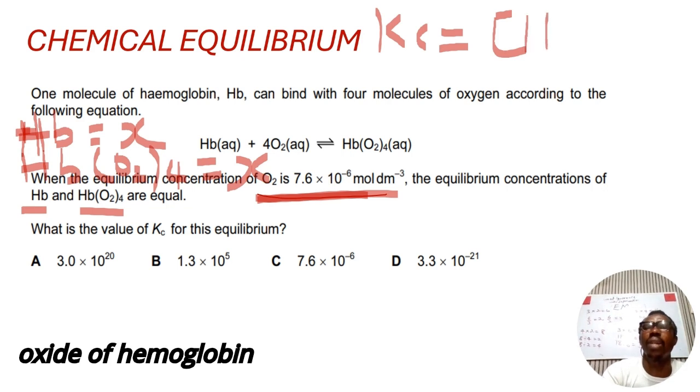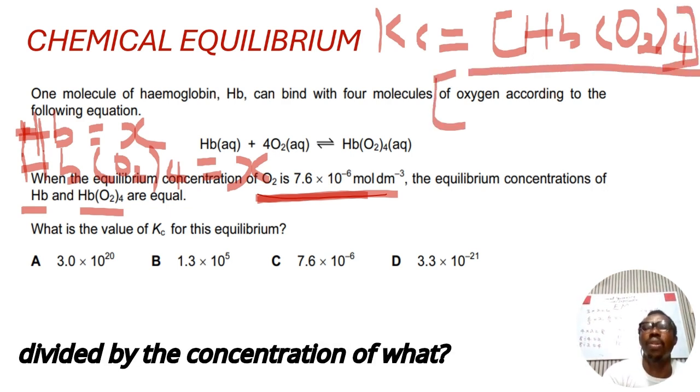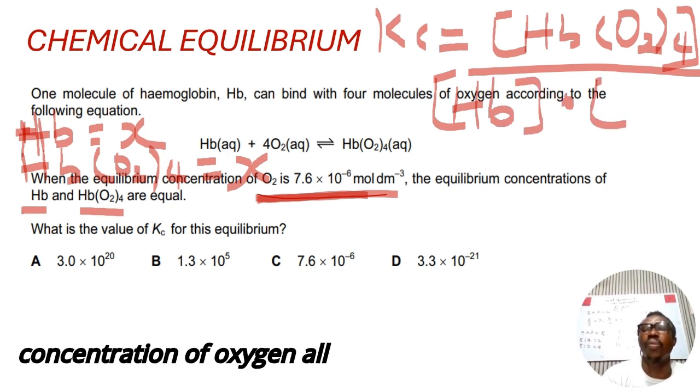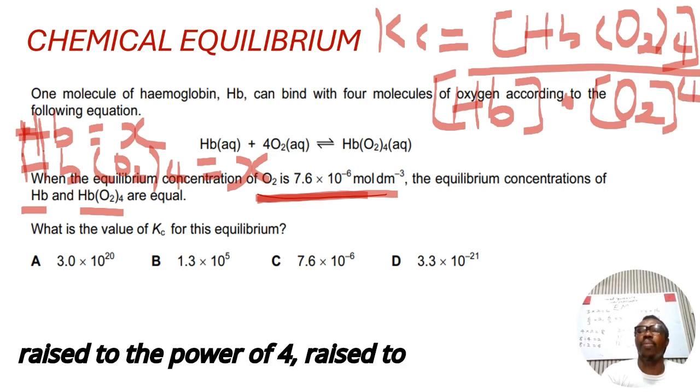So if we write down the equilibrium constant, Kc will be equal to what? Concentration of the oxide of hemoglobin, HbO2, divided by the concentration of hemoglobin, multiplied by the concentration of oxygen, all raised to the power 4.